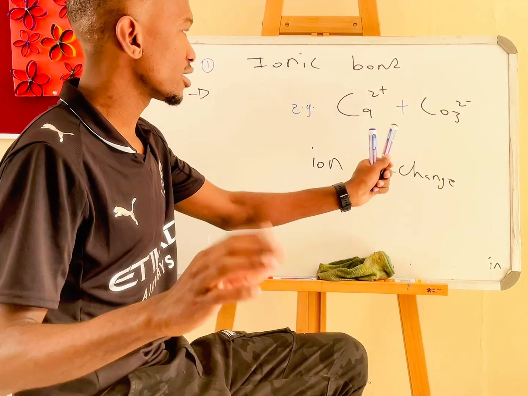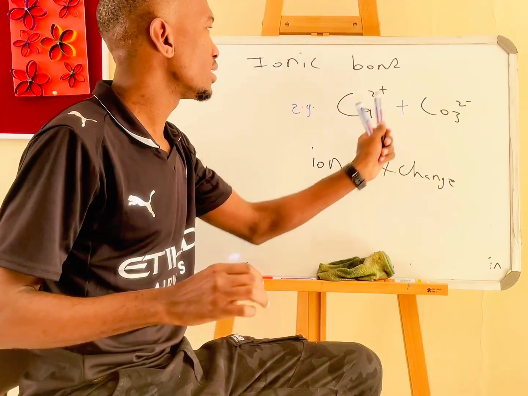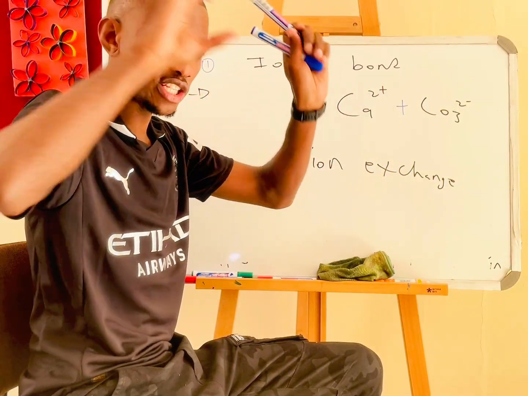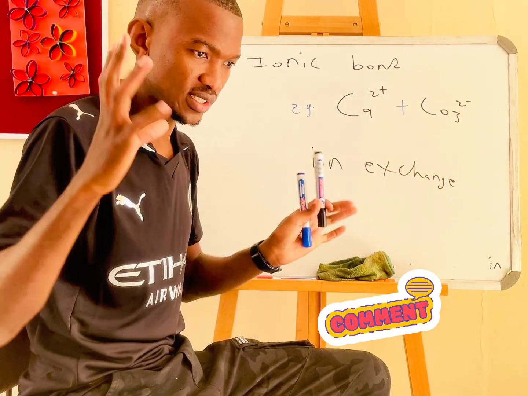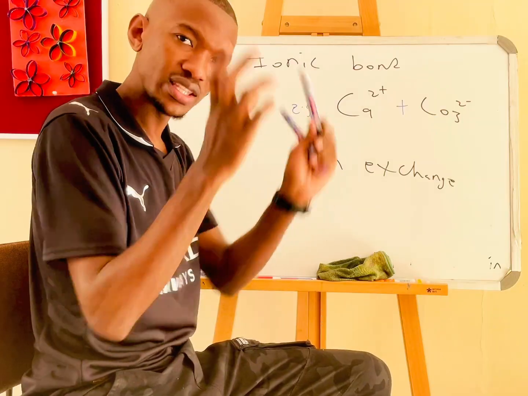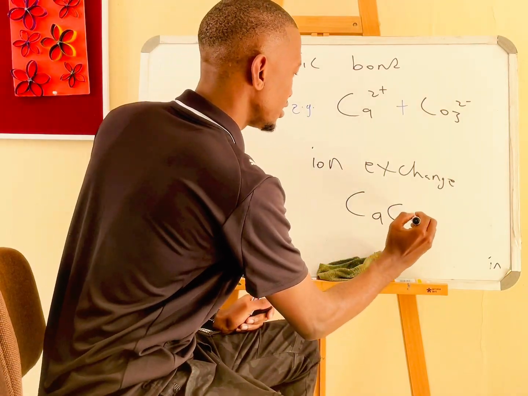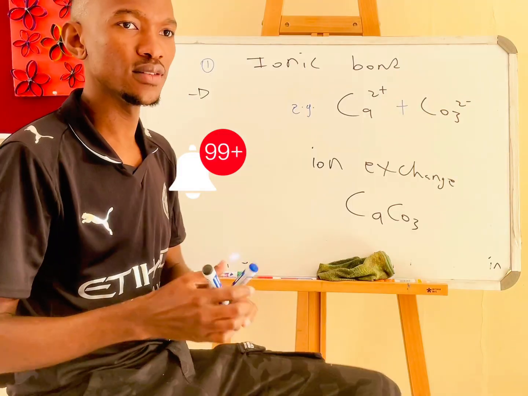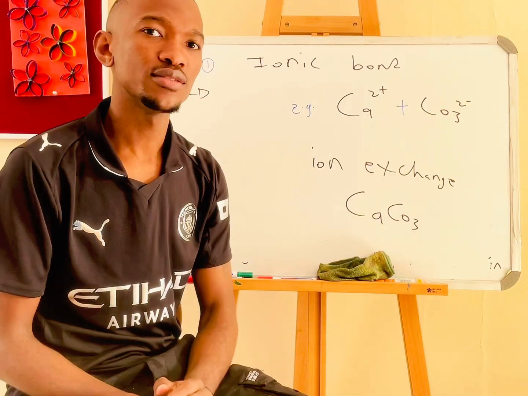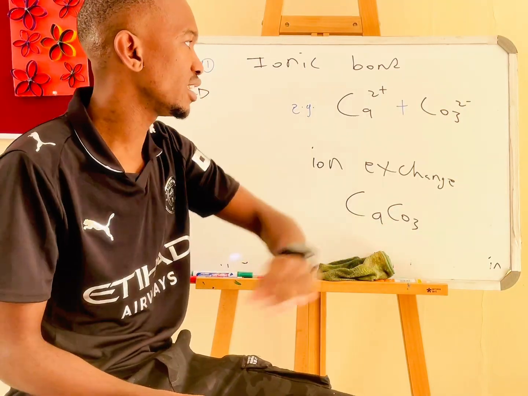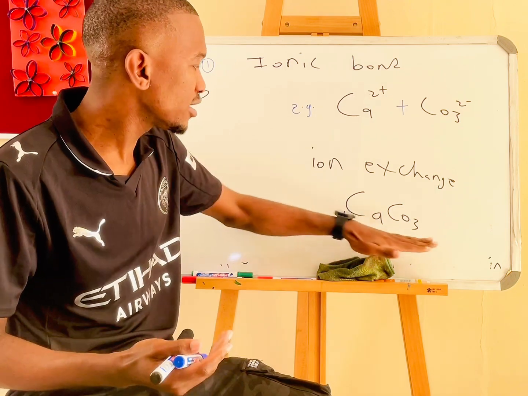Okay, so now check something. Since these two have the same charge but opposite signs, it's 2 plus and 2 minus. They cancel out, and then you're going to have what you call calcium carbonate. You get what I'm saying? Calcium carbonate. So you ask yourself, how did they form this?